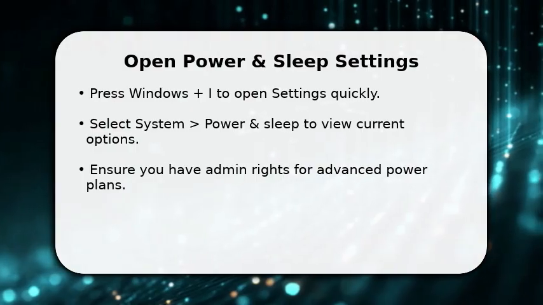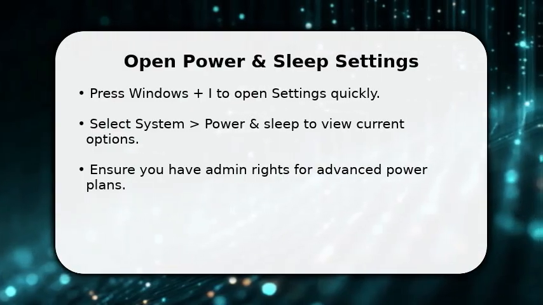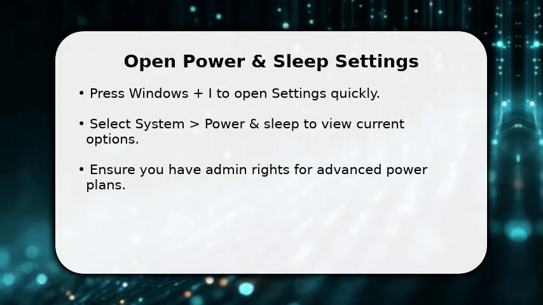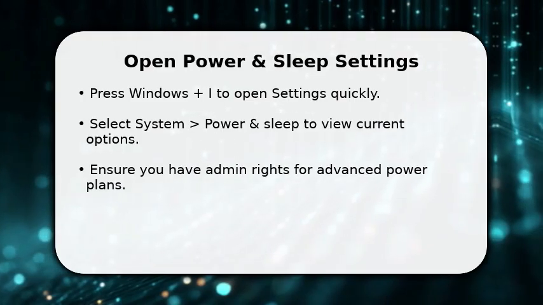You start by opening Settings with Windows plus I. This is faster than hunting menus. Once Settings is open, choose System and then Power and Sleep so you can see screen and sleep options together.